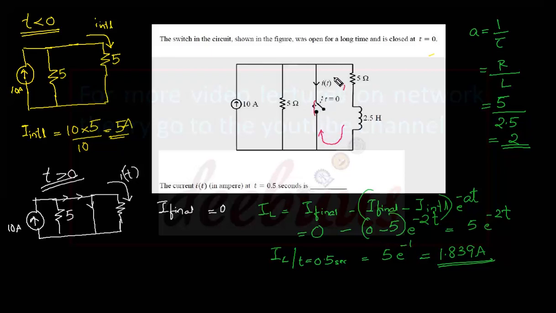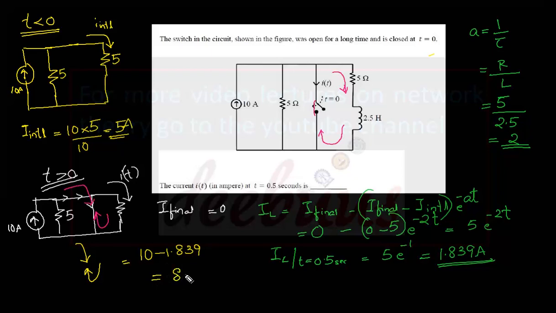From theory, we can recollect that the inductor charging and discharging current remains in the same direction, right? So it is actually the discharging current flowing in this direction at t equal to 0.5 seconds. But at t equal to 0.5 seconds, 10 ampere current is also flowing in this direction, and similarly the discharging current 1.839 ampere is flowing in this direction too, right? So the total current must be 10 minus 1.839.